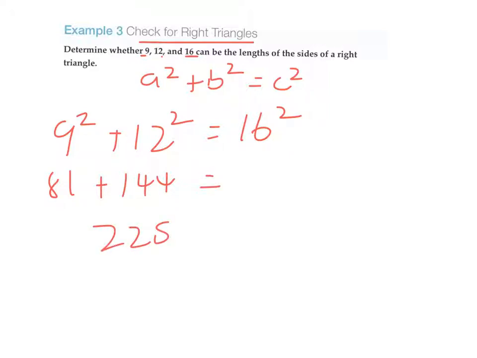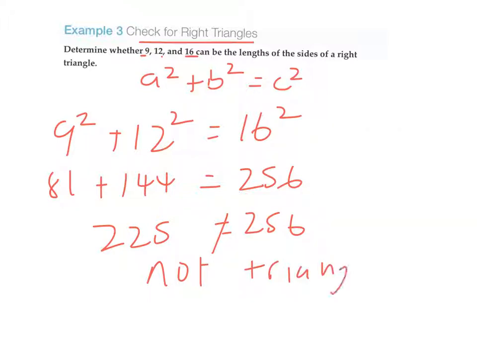And 16 squared is 256. 256, and they do not equal each other. Since they do not equal each other, it is not a right triangle. If they did equal, it would be.